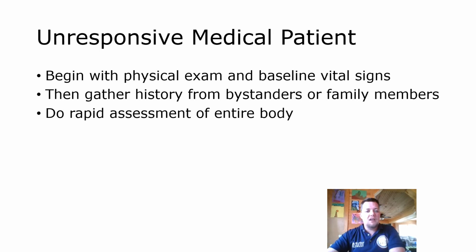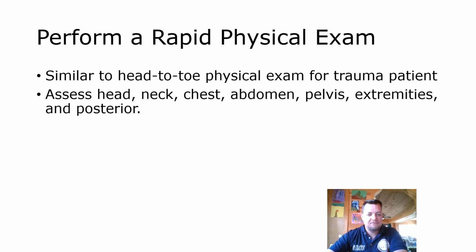Okay, so in our unresponsive medical patient, we're going to begin with our physical exam and baseline vitals. Then we're going to gather history from bystanders or family members and do a rapid assessment of the entire body. So a rapid physical exam is similar to the head-to-toe physical exam for the trauma patient. We're going to assess the head, neck, chest, abdomen, pelvis, extremities, and posterior. We want to palpate. We want to put hands on these patients. Again, you cannot do a proper assessment if you do not put hands on these patients.